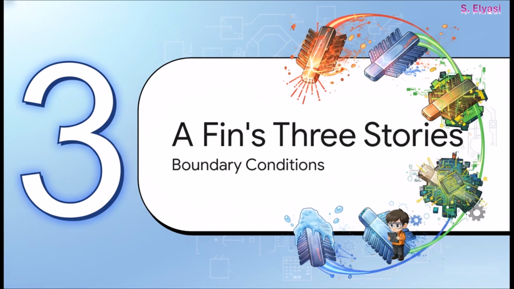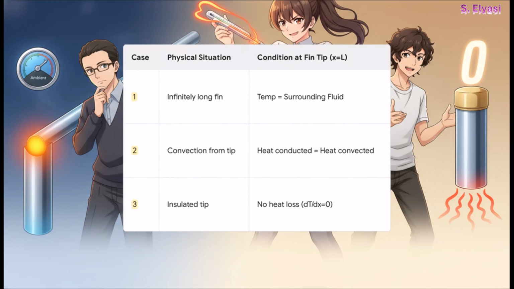But every story has different endings, and it's the same with a fin. It's kind of like knowing the rules at the end of a game. What's happening at the very tip of the fin changes the outcome for the whole thing, and engineers have a name for these different endings: boundary conditions. And there are 3 common scenarios they usually consider.